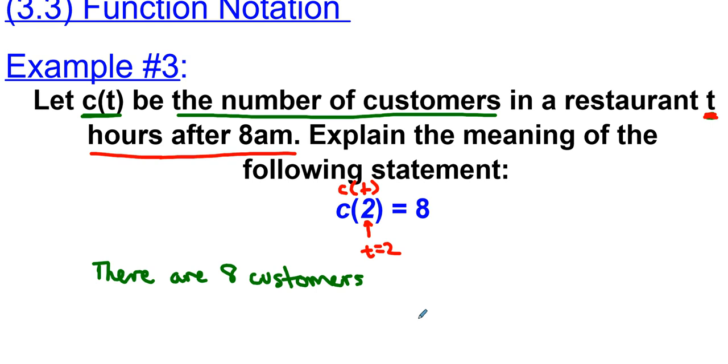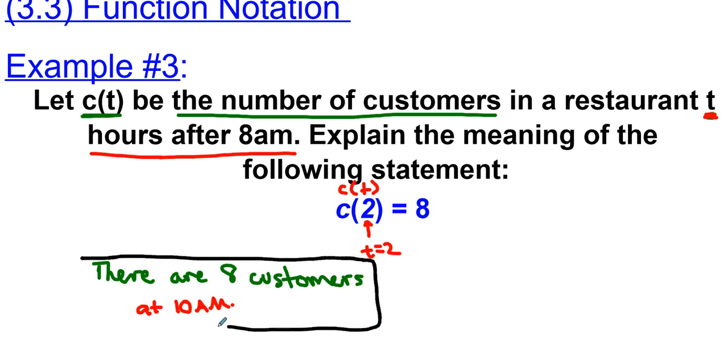Well, what time is it? If it's 2 hours after 8 a.m., it must be 10 a.m. So there are 8 customers at 10 a.m. And that comes from that 2. The 2 is the t, and t is the number of hours after 8 a.m. So that is my answer. That is the meaning of the statement C of 2 equals 8. There are 8 customers at 10 a.m.